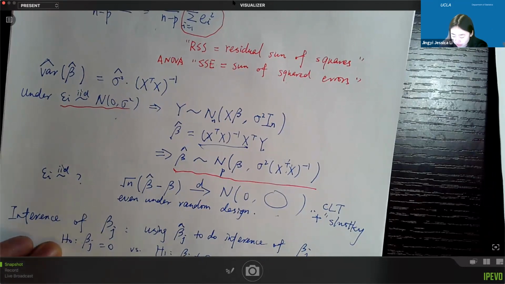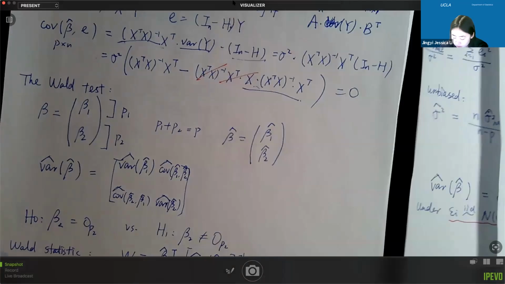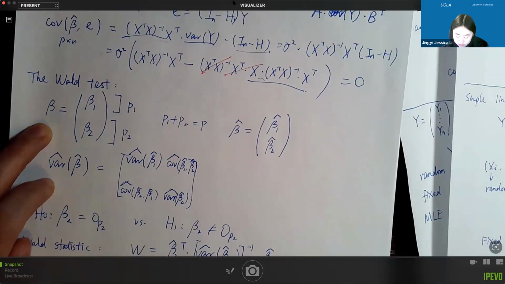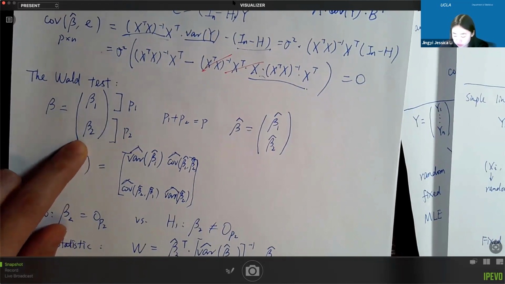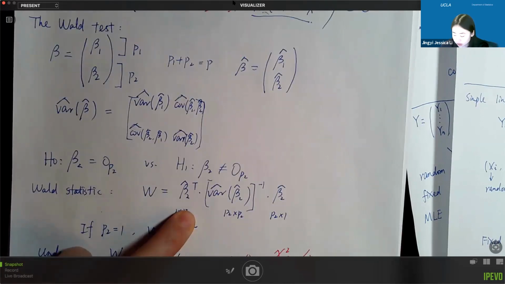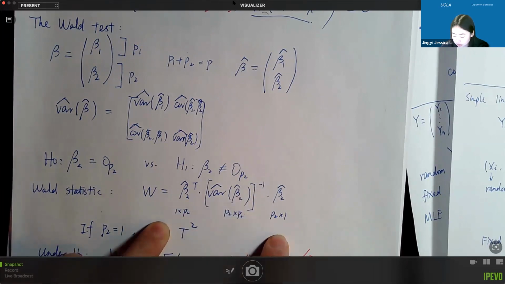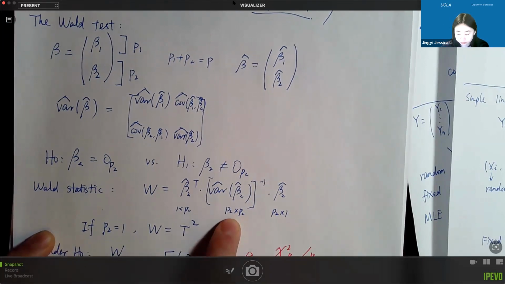You can test whether this beta j is zero or not. And you may also want to test multiple elements in beta together. For this one, we gave you the Wald test, which allows you to test whether these P2 elements are zero. And this is based on this Wald statistic, okay? It converts this P2 dimensional vector you estimate into a scalar. And this Wald test is equivalent to the t-test if P2 is equal to 1.